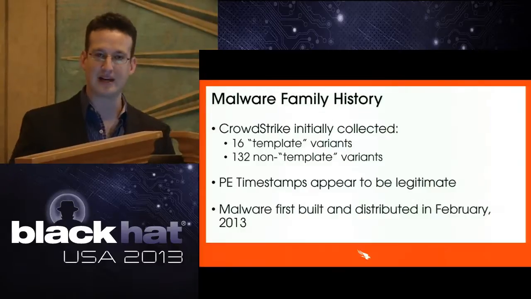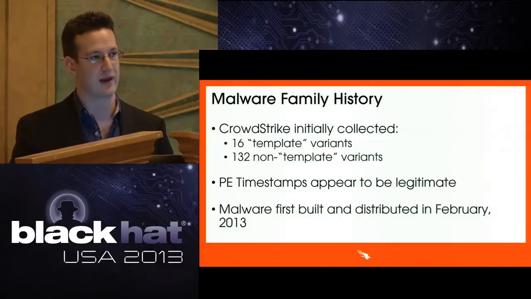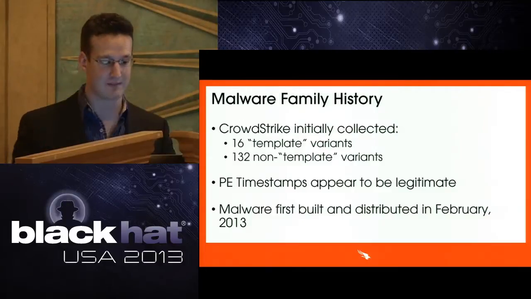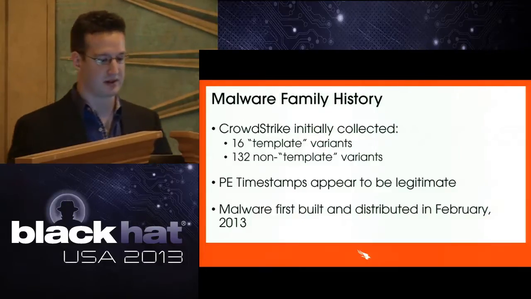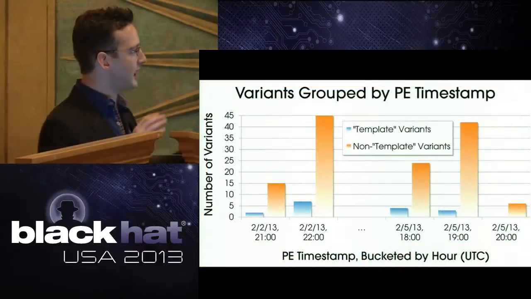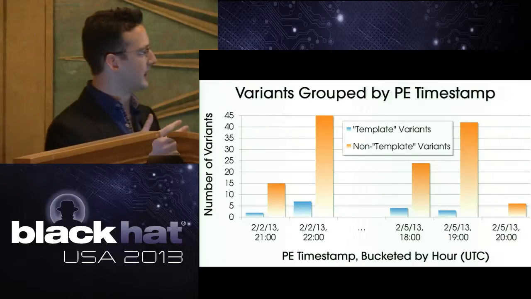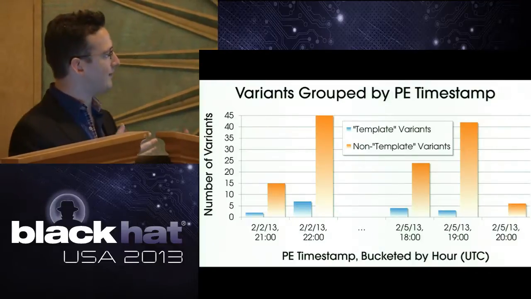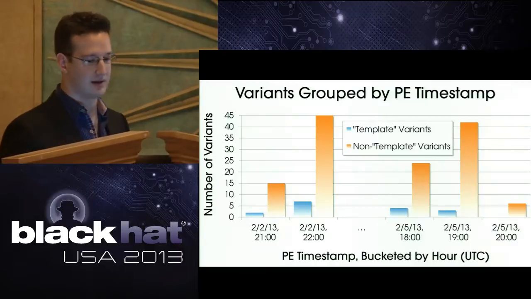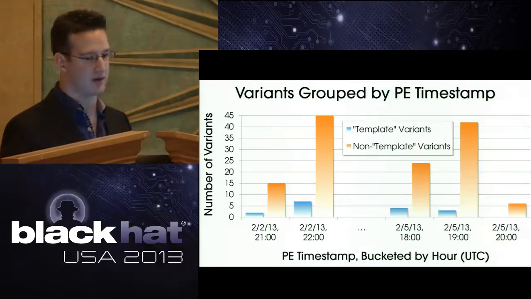So we did research on the PE timestamps. They do appear to be legitimate based on when those samples were first found on sites like VirusTotal. And based on the PE timestamps for all these samples, the malware appears to have first been built and distributed in February of 2013. So here's a bucketed graph of the samples that we initially collected. You can see that they appear to first be built on February 2nd, and then there was a 3-day lull. And then again, there's some more that were built on February 5th, but all around the same hour of day.